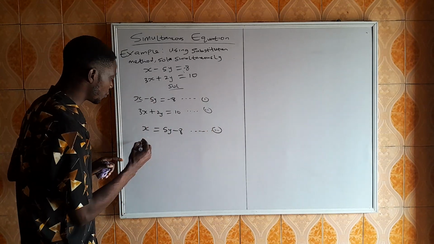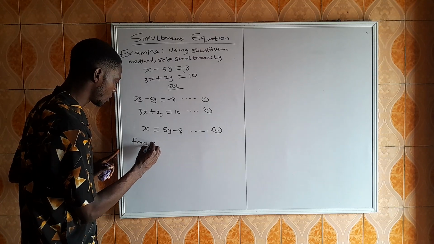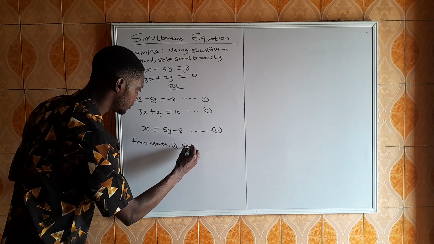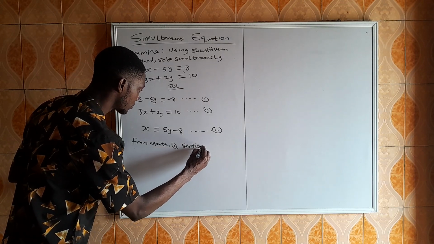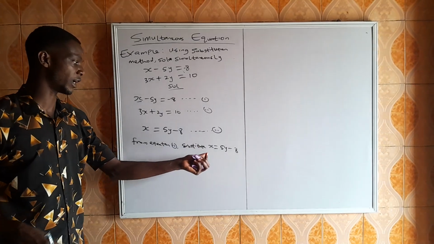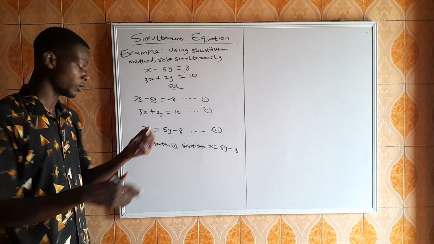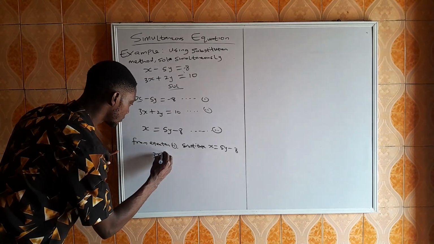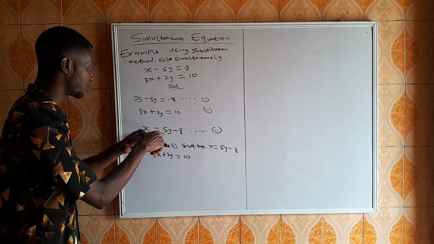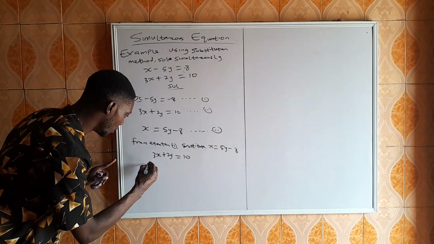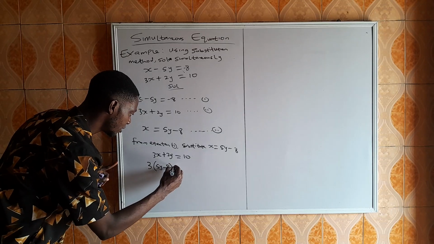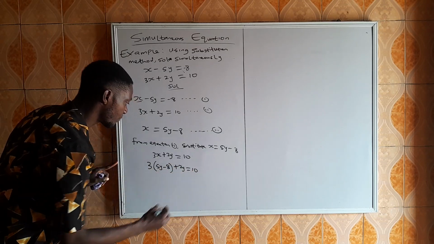Now from equation 2, we can substitute s equals 5y minus 8. So we substitute s equals 5y minus 8 into equation 2. Our equation 2 is 3s plus 2y equals 10. When you substitute s as 5y minus 8 into this equation, you have 3 times (5y minus 8), then plus 2y equals 10.